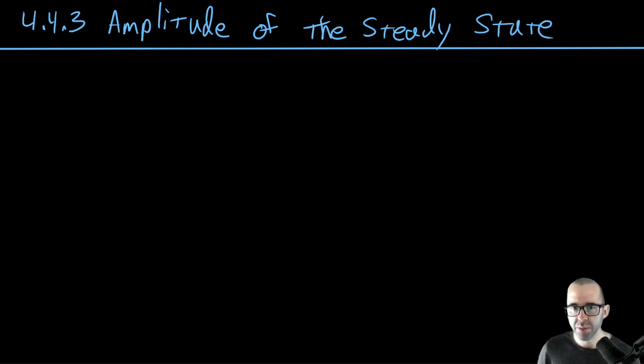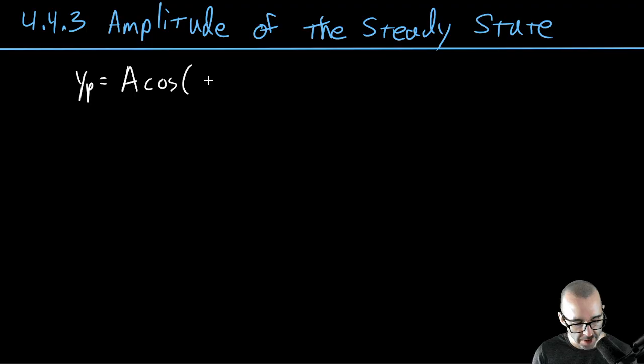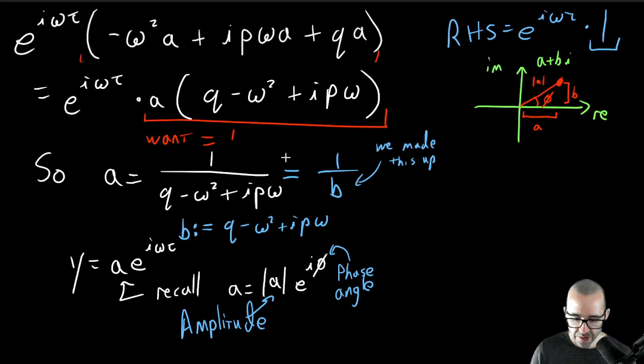We want to find the amplitude of the steady state for any forced harmonic oscillator with the right-hand side that's sinusoidal. So in that case, if you remember, then what we're really going to be looking at is this forced response, which is A, the amplitude that we're curious about, times cosine of omega t plus our phase angle, phi. And in the last video, we found what A equaled. A was just 1 divided by q minus omega squared plus i times p omega.